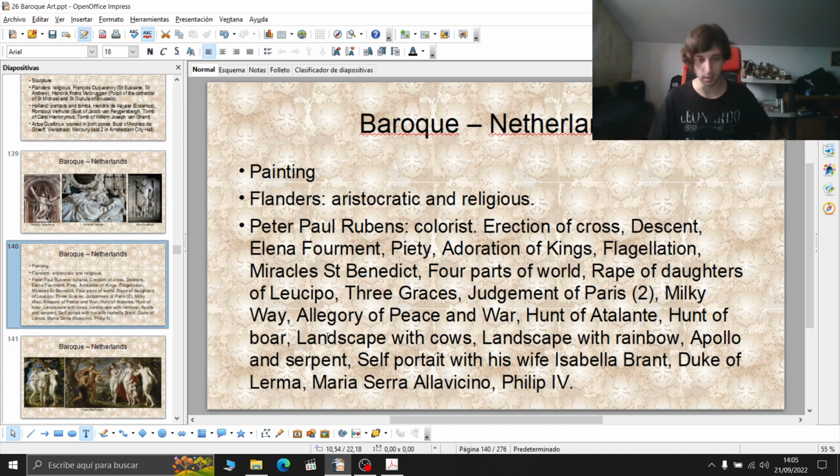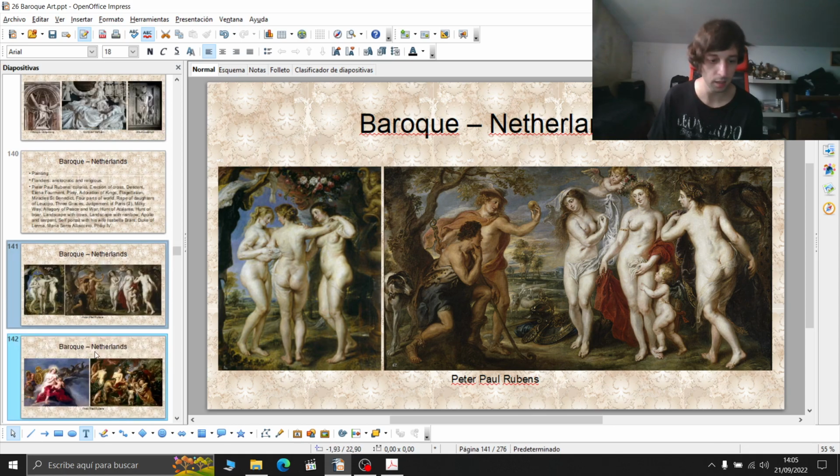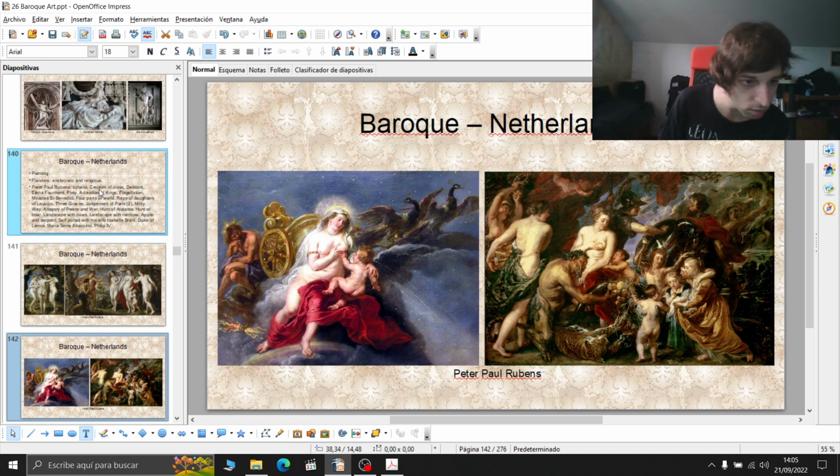And now painting. Very important painters here. Flanders, aristocratic and religious. Peter Paul Rubens, colorist. And now these different paintings. There are many famous paintings of Rubens that I'm sure you know. Three Graces, the Judgment of Paris, the creation of the Milky Way. This one, I don't remember. A Bacchanal, I suppose. Let me see.